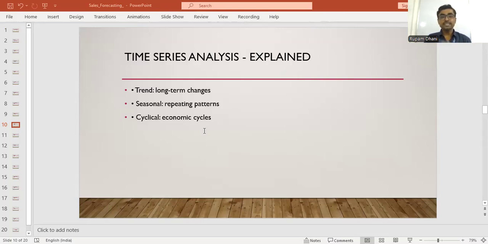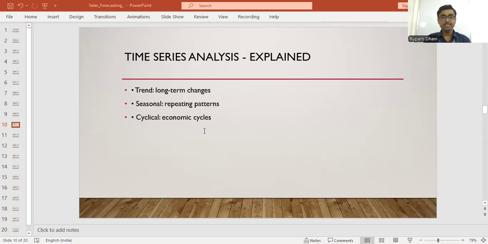Next is seasonal, which means repeating patterns in sales that occur at regular intervals, like daily, weekly, or yearly, often tied to holidays or specific seasons. For example, firecrackers are sold during the festival seasons, mostly during Diwali. So automatically the company, the marketers, the salespeople of firecrackers or this kind of products can forecast the demand before the festival season.